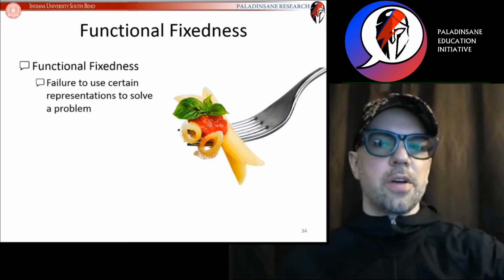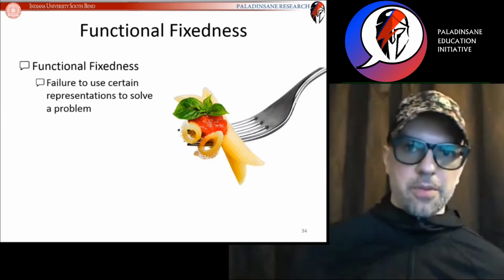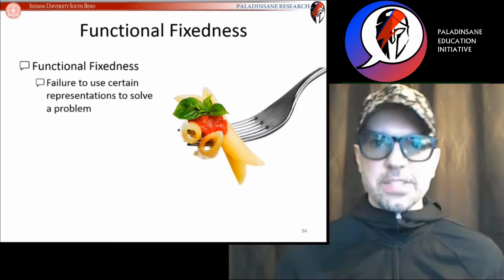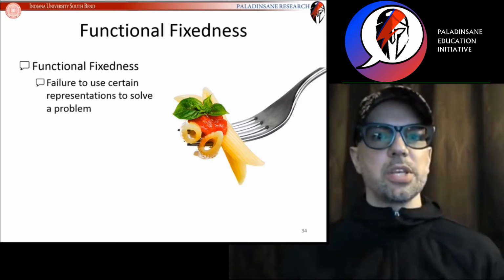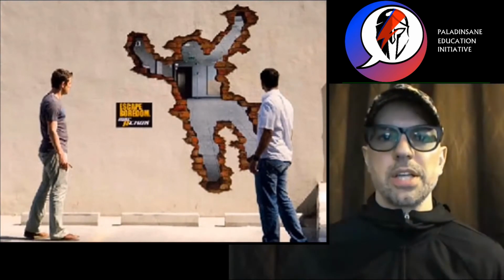So we took a look at functional fixedness in terms of a fork. We're now going to take a look at functional fixedness in terms of a hole in the wall. This is a great little example from a Japanese game show that really illustrates functional fixedness in action. We're going to set it up with this premise just to show you that there are certain ways of thinking about these representations.